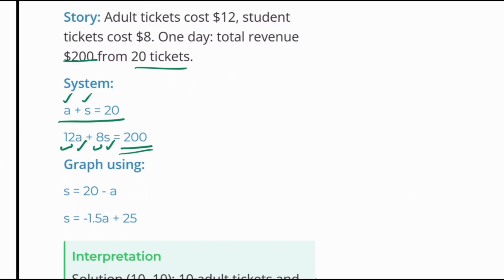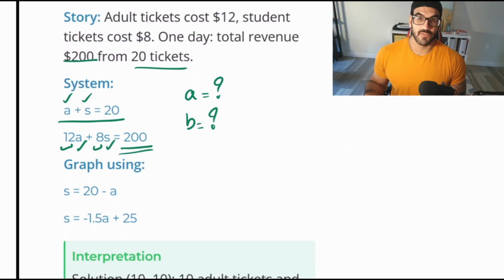So the question is simple. The question asks, how many adult tickets did I sell, and how many student tickets did I sell? At this point, again, I have two equations: A plus S equals 20, and 12A plus 8S equals 200. Still, I have two lines. I have to find that specific intersection, right?